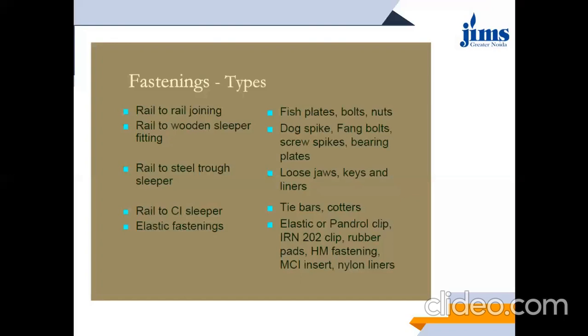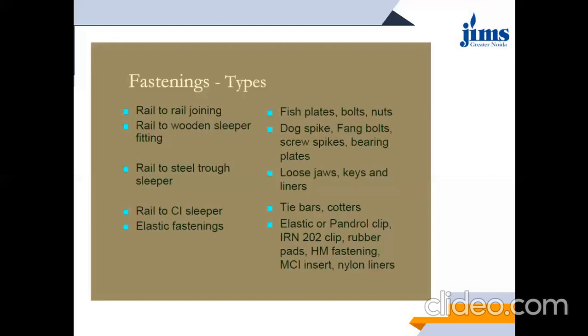While discussing the chapter on sleepers, we saw certain images where we made use of these keys and liners, and sometimes chairs also. Next is rail to cast iron sleepers. If you want to fix the rail to a CI pot sleeper, remember the pot sleeper where we attached 2 pots along with a tie bar. There were 2 pots attached with the help of a tie bar, and these sleepers are fixed using tie bars and cotters.